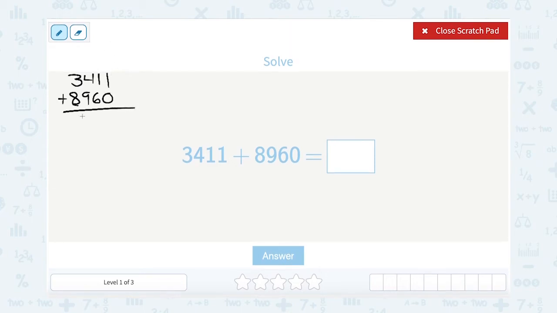Okay, and then I'm going to add each column. So in the ones place, 1 plus 0 gives me 1. In the tens place, 1 plus 6 gives me 7. In the hundreds place, 4 plus 9 gives me 13. So I'm going to write 3, carry the 1. Okay, 3 and 8 is 11, plus the other one I had up here gives me 12. So my answer is 12,371.